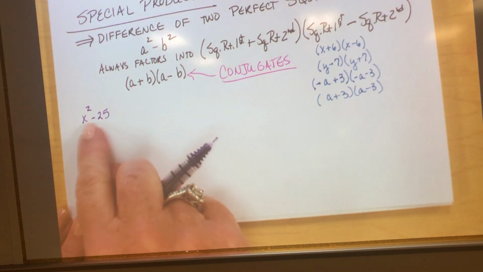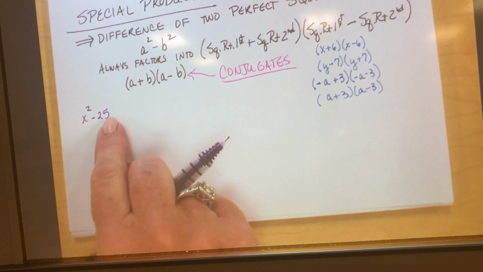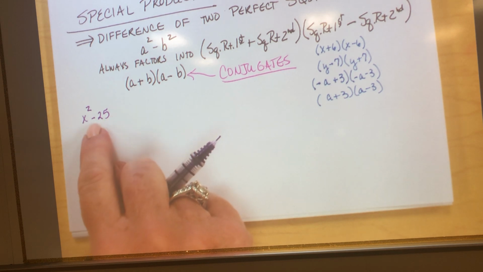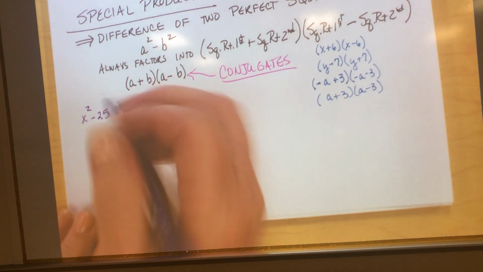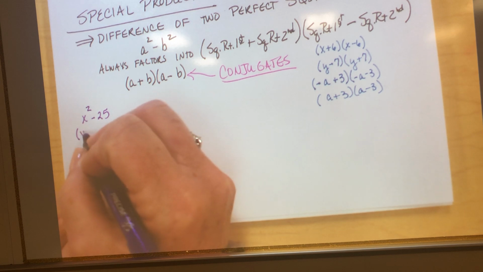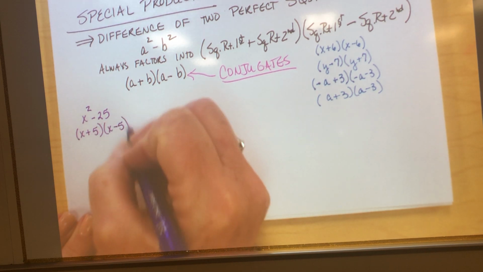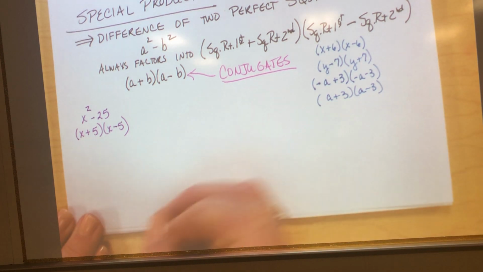As soon as I see two terms, my brain goes, oh, this could be special, right? Make sure it's the difference of two perfect squares and not the sum. The sum does not factor, okay? And it always factors into conjugates: the square root of the first plus the square root of the second, the square root of the first minus the square root of the second, okay? What about this one?